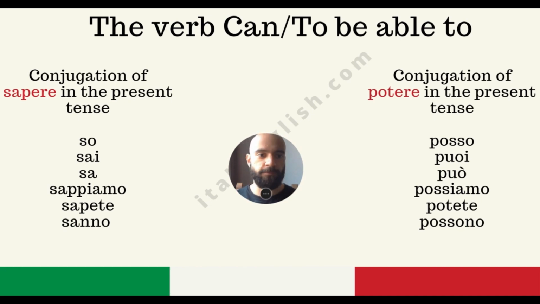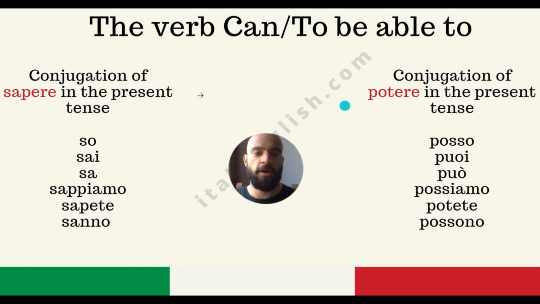Now, conjugation. Conjugation of sapere in the present tense is the following. So, so, sai, sa, sappiamo, sapete, sanno. And the conjugation of potere is posso, puoi, può, possiamo, potete, possono.